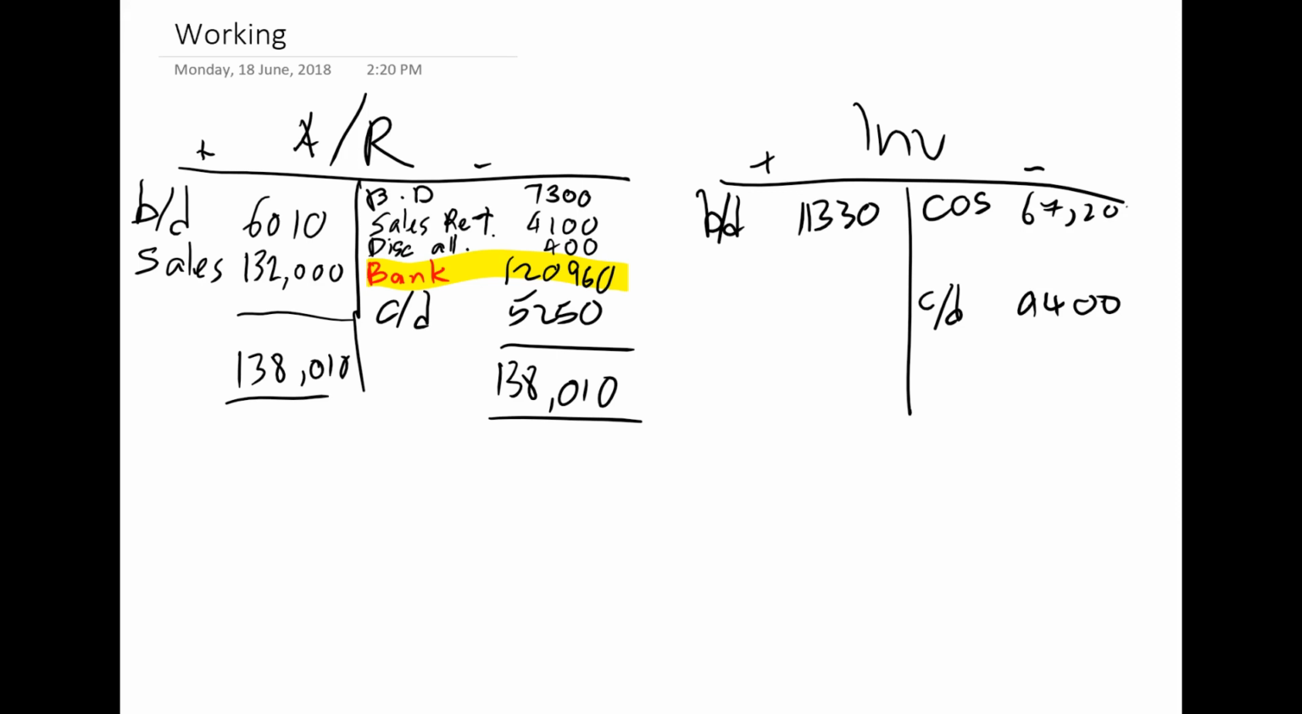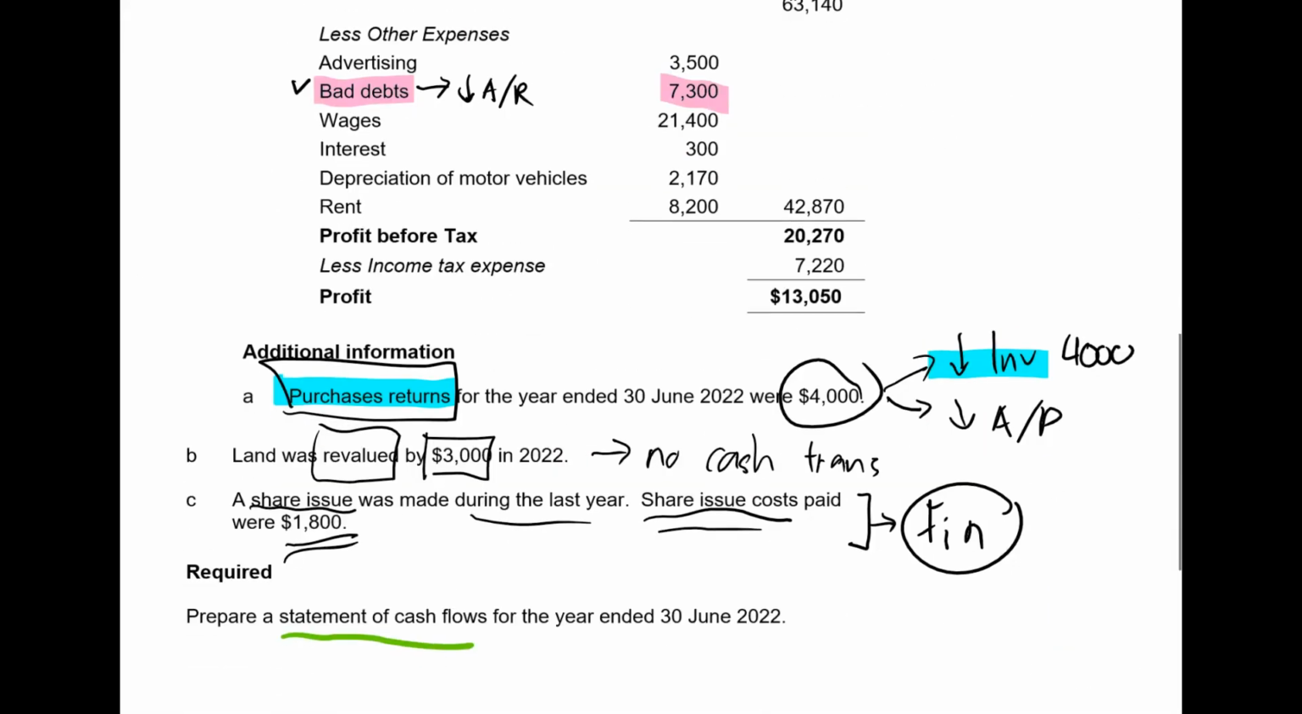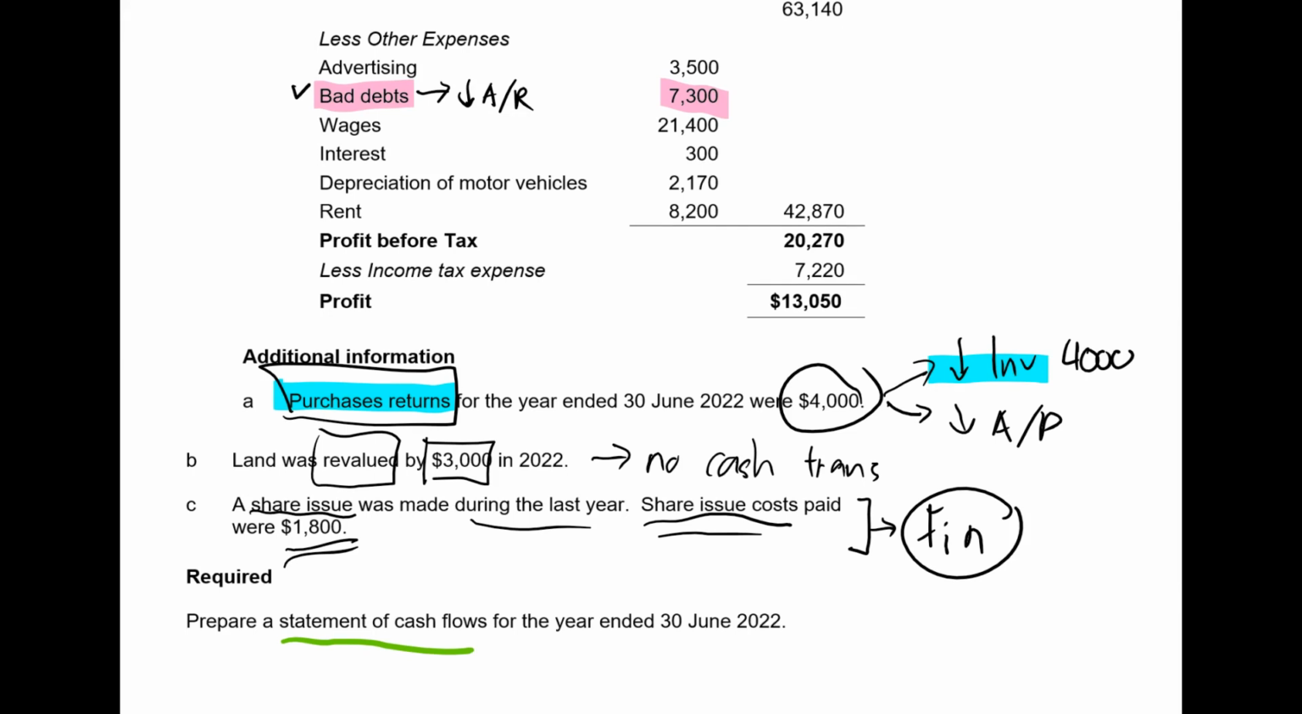Okay, so the next one that we are going to look at is whether your company has any purchase return. Now when you have a purchase return, like in this case, purchase return is 4,000 and it will reduce your accounts payable.